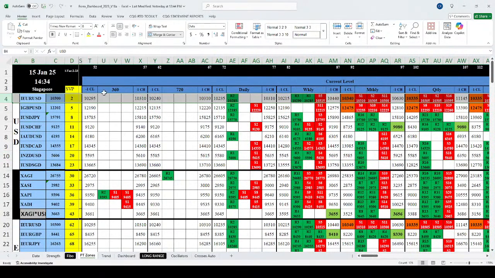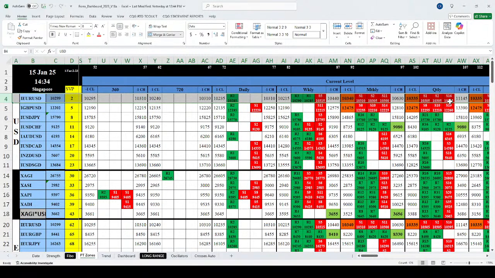On the PT zones, the 6 hours and 12 hours are flat, and the daily one force is going up. This is expected to fail because the monthly and quarterly are all pointing down. It also depends on tonight's data. Yesterday's PPI was very disappointing. The market was expecting good data, but unfortunately it came out bad, and that's one of the reasons we are seeing a pullback on the dollar.